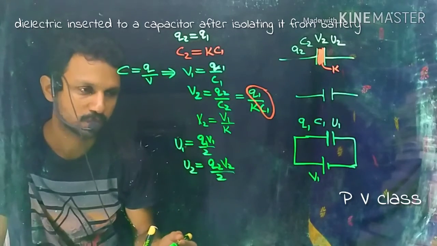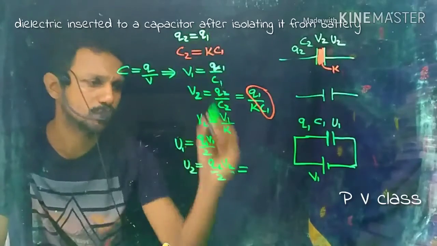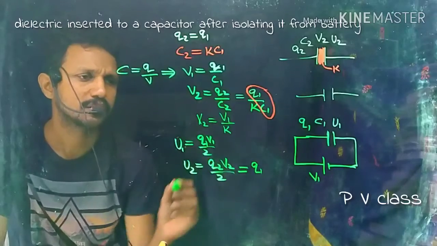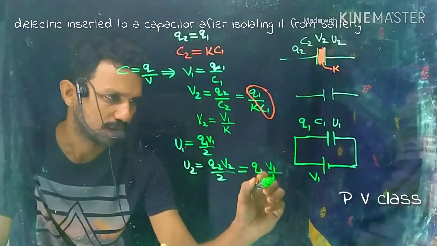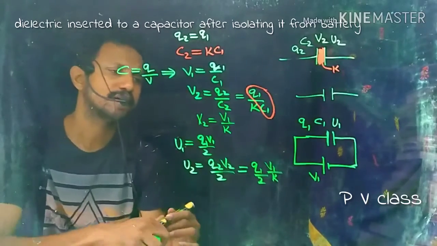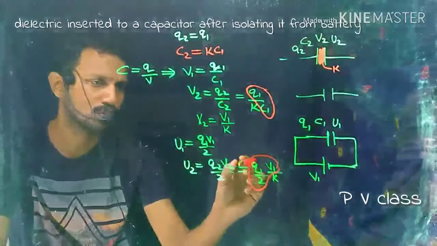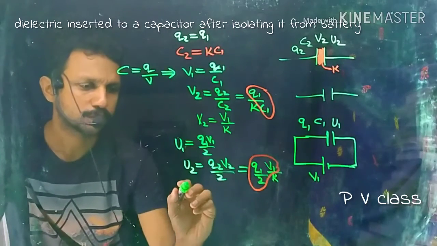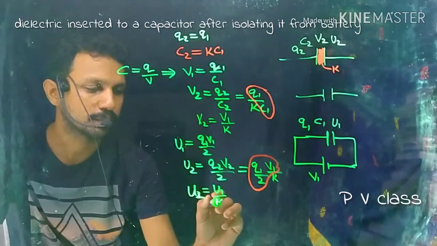This is our U2. Substituting for Q2, which is Q1 itself, and for V2, which is V1 by K, with the 2 in the denominator. Then we can identify this quantity: Q1 V1 by 2 is U1. Therefore, U2 is equal to U1 by K.